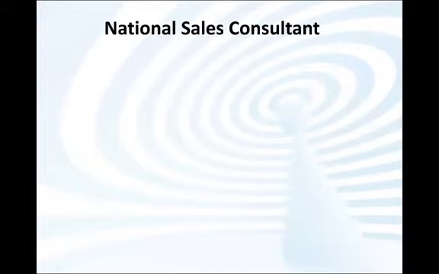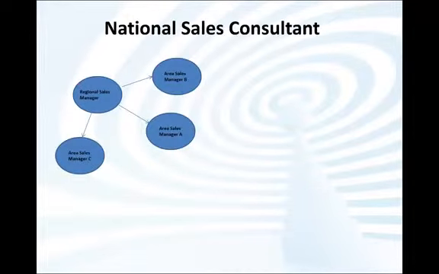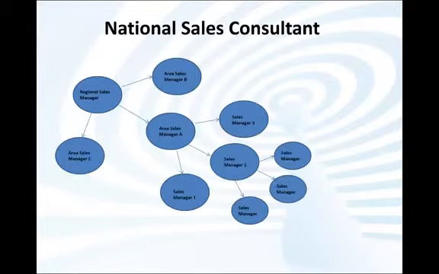Here we show how a regional sales manager progresses to national sales consultant. Here, the regional sales manager has 3 area sales managers, A, B and C. To simplify the example, we'll assume that A, B and C each perform in the same way, so we will just concentrate on A to make it easier to view. Area Sales Manager A begins here with 3 sales managers 1, 2 and 3.